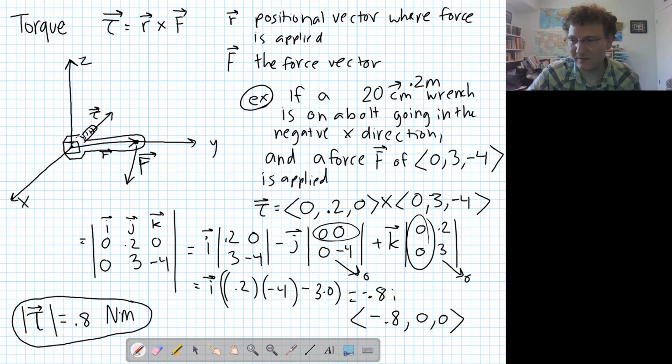Now you can use this to find how much force is needed to result in a certain amount of torque. We'll do some examples like that later on. All right, that's it for cross products.